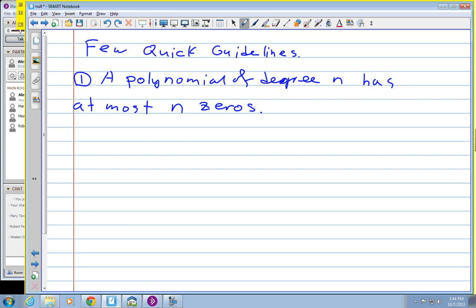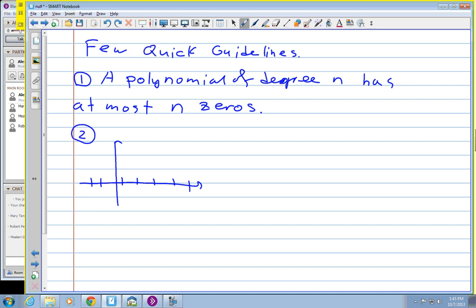So that's one statement. Now the second statement: if it has at most 7 zeros, how many x-intercepts can it have? 7, right? Those are the same things, right? Now try to picture this. Don't write this down. 7 x-intercepts. I don't know why I chose 7. That's a lot. But anyway, 1, 2, 3, 4, 5, 6, 7.